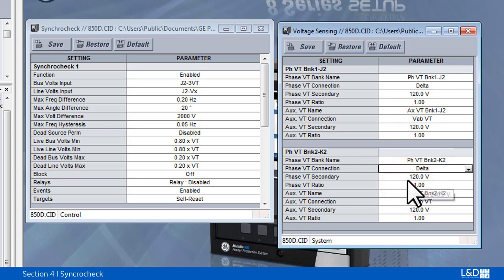If both sides are single phase auxiliary VT input, then both auxiliary VT connection types must match. For example, if the line auxiliary VT type is VAB, then the bus side auxiliary VT should also be VAB.